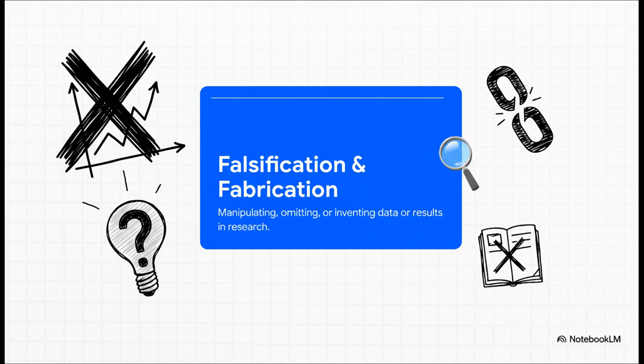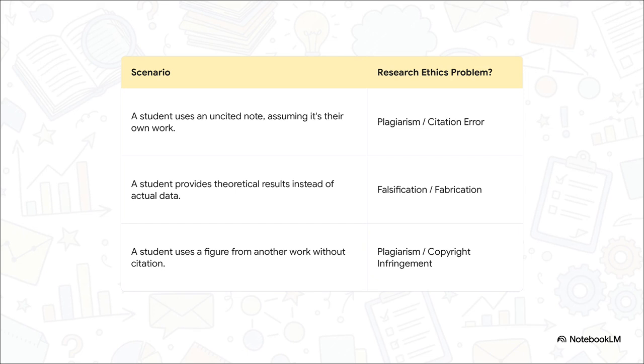Next, we have to be crystal clear about falsification and fabrication. These are not just mistakes. They're serious ethical breaches that completely undermine the whole point of doing research. Making it clear from day one that manipulating or just plain making up data is an absolute non-starter is, well, it's non-negotiable.